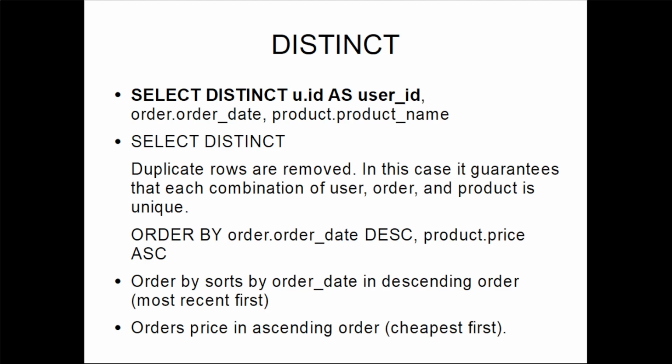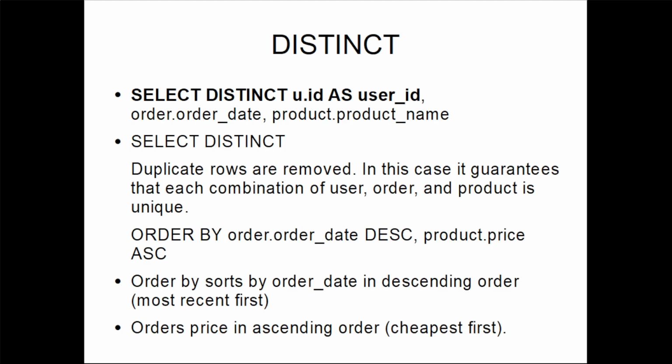Let's go back to ORDER BY. ORDER BY order.order_date DESC, product.price ASC. Order by sorts by order_date in descending order, most recent first, and by price in ascending order, cheapest first.